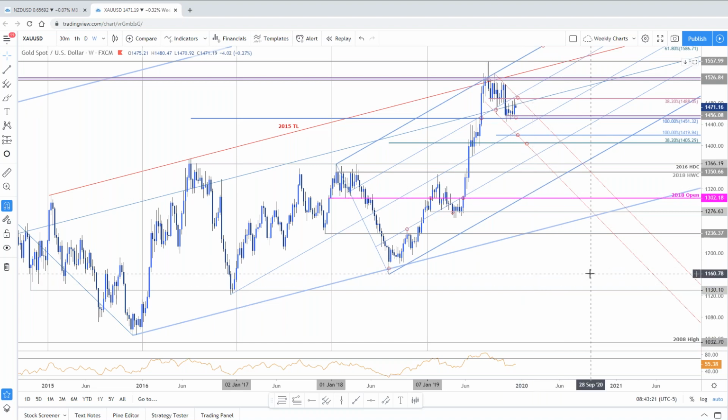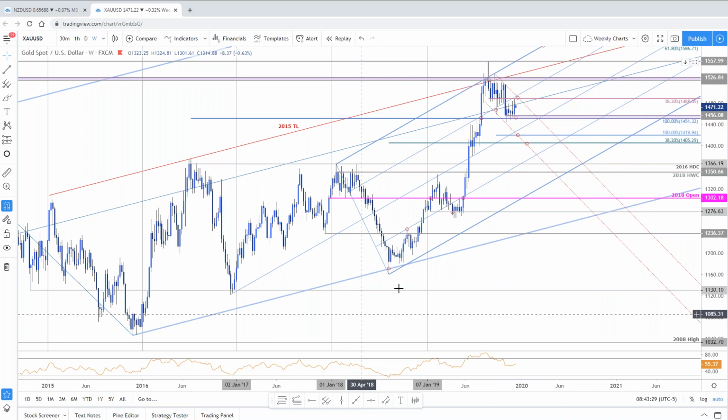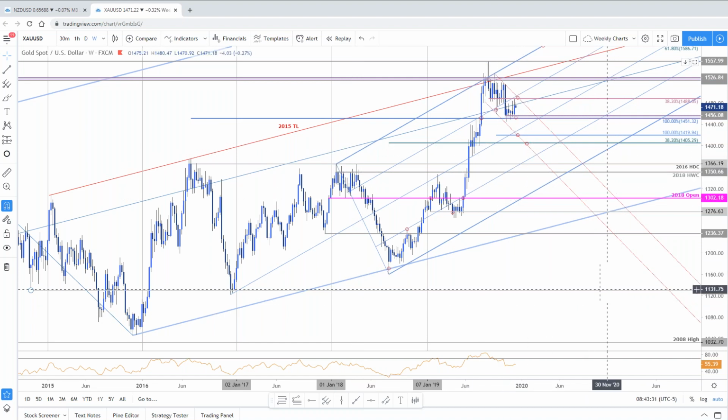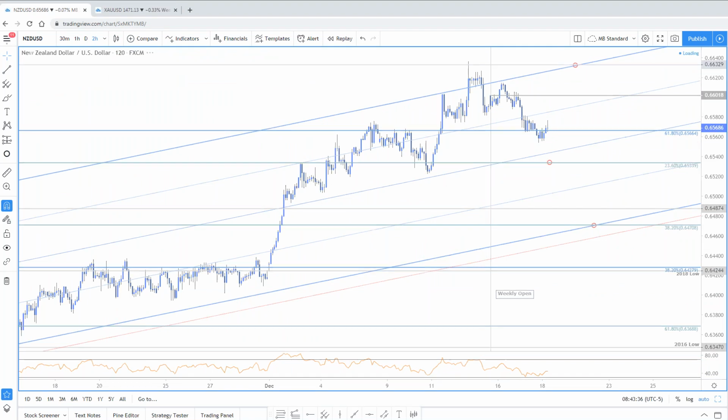That's the weekly chart though. This thing could go anywhere between 1451 and 1490 and still be in the same setup on the weekly. Okay, so just keep that in mind. Broader bullish invalidation is still down at 1405, so even if we get that washout. Here's gold on the daily.